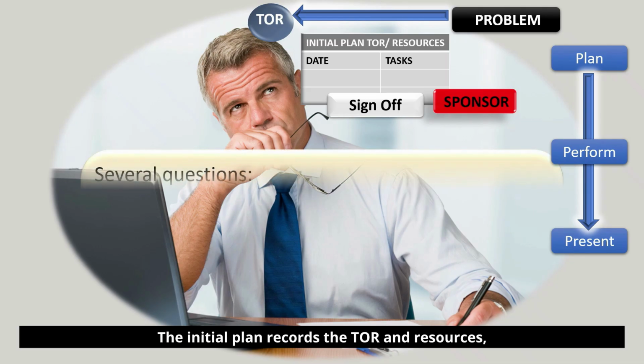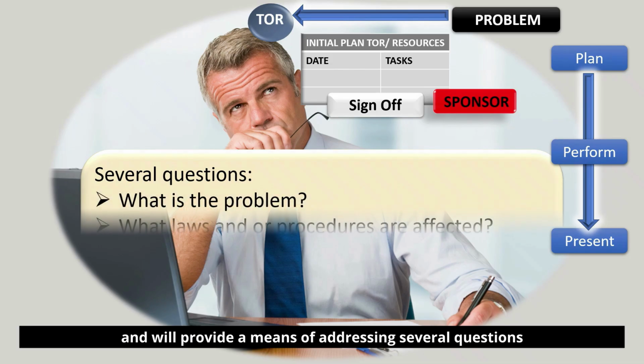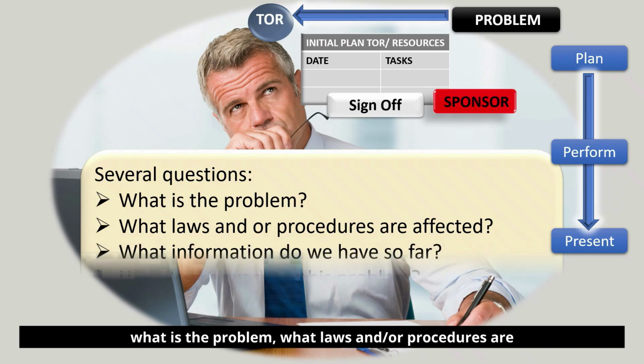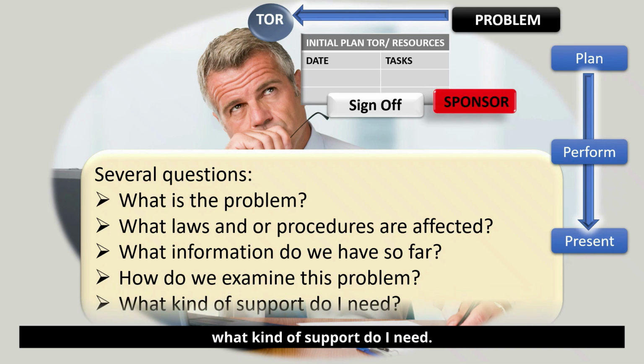The initial plan records the TOR and resources and will provide a means of addressing several questions such as: what is the problem? What laws and/or procedures are affected? What information do we have so far? How do we examine this problem? What kind of support do I need?